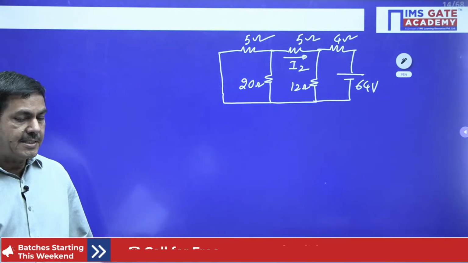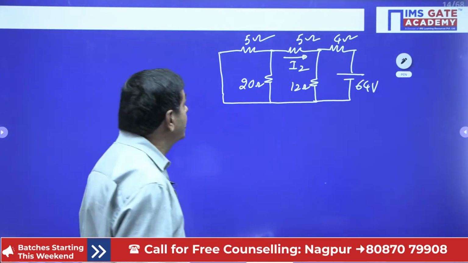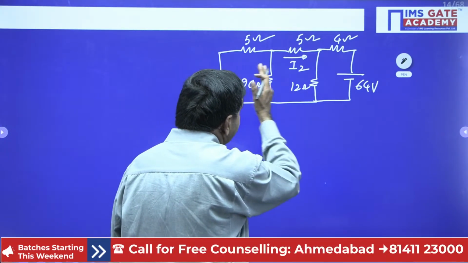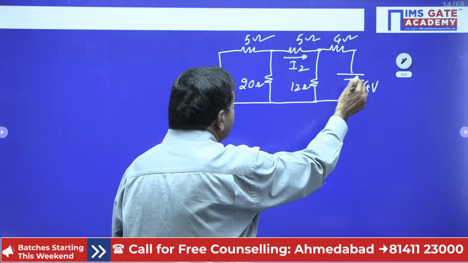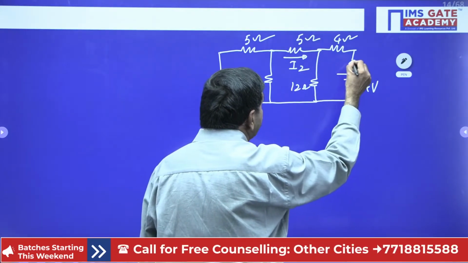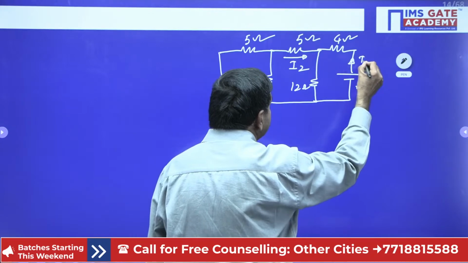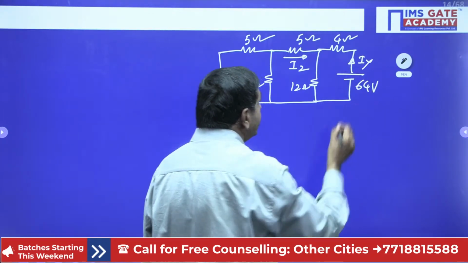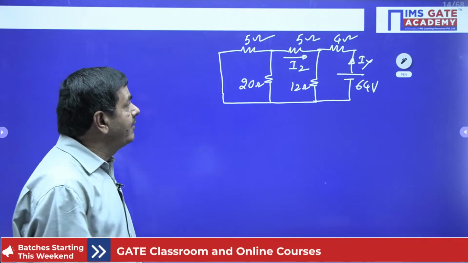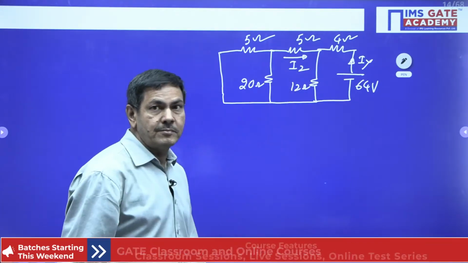The same as last one only. You simplify like this now. I can simplify the network this side. Then this net current I want to determine. My aim is to determine this net current. This is IY. Once I get the net current IY, I can determine the I2.